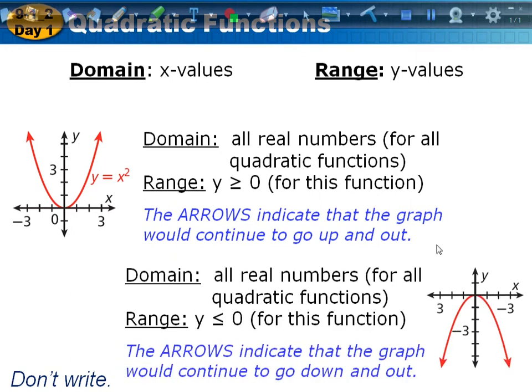If we're looking at this one down here, and again, you don't have to write this down. The domain, again, is all real numbers because no matter how far I go left or right here, if I go down far enough, I'm going to hit that U shape. So there's no x value that it's not going to be. However, the range, if I go up here, there's nowhere that this U shape is going to go up here. So it's everything from here at the 0 point and down. So it's y is less than or equal to 0 for this function.